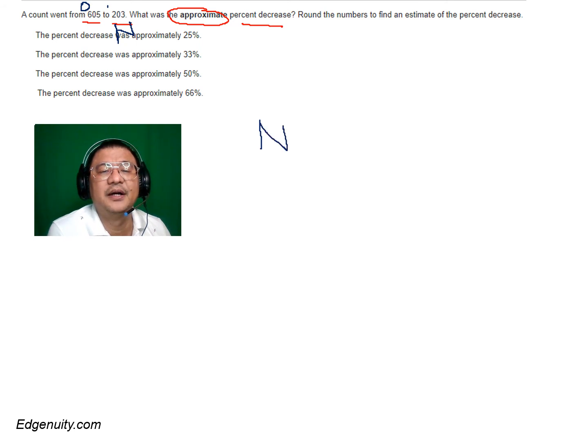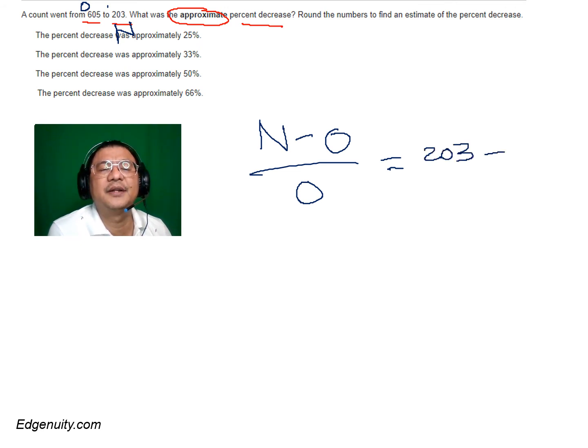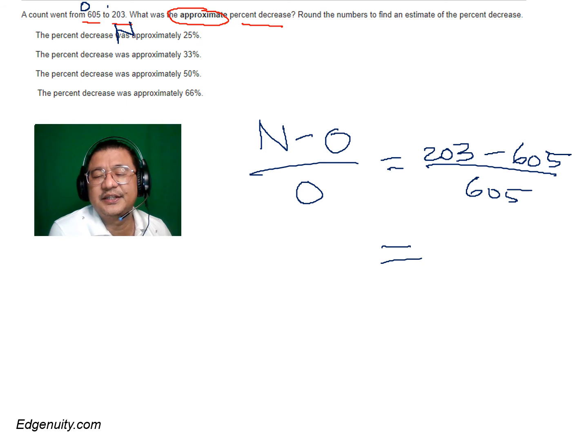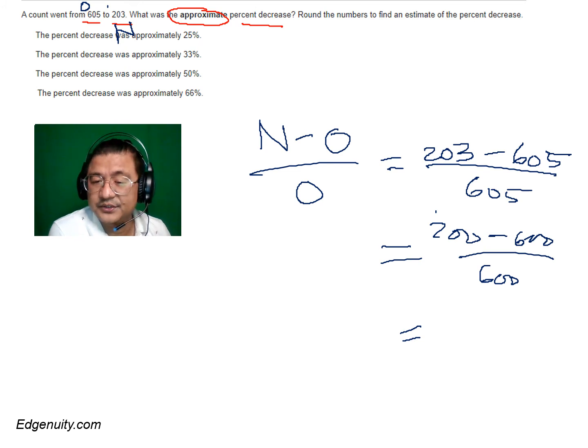Okay, write down my formula: N minus O over the old. So the new number is 203 minus the 605, and then divided by the old number, which is 605. You don't need an exact number, right? Round it up to 200 minus 600 over 600. So 200 minus 600 is 400, over 600. You can cancel the two zeros there.